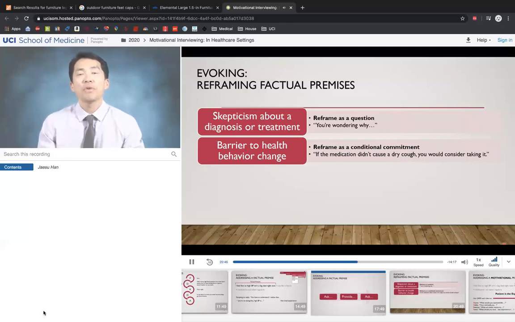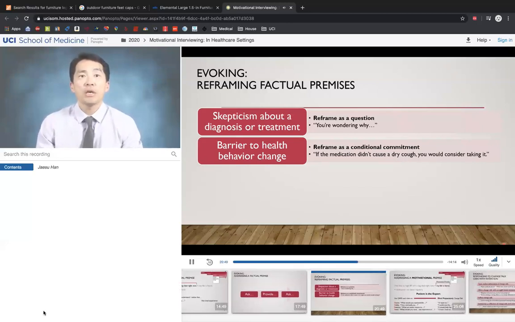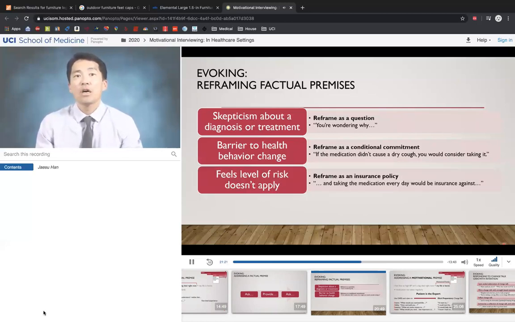Now, other times, the patient may cite not a skepticism about a treatment, but a barrier to the treatment. So, for example, a patient might say the medication is causing dry mouth, or the medication is too expensive. We might reframe it as a conditional commitment. If the medication didn't cause you dry mouth, you would consider taking it. Or if the medication wasn't so expensive, you would consider taking it. So if the patient says yes, then you've already got a commitment to retry something else. Or at least help them at that point, help them potentially with a lower cost alternative.